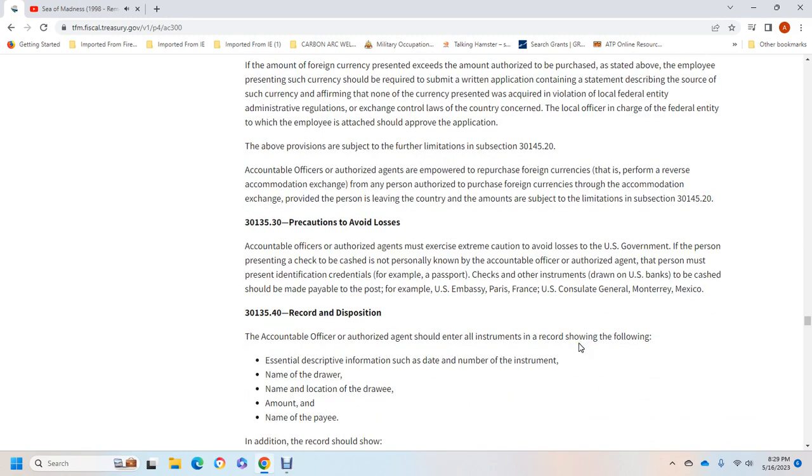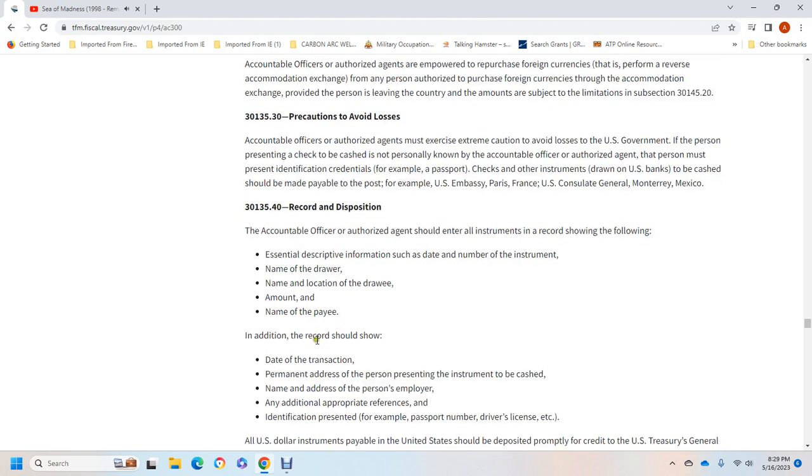Section 313530, precaution to avoid loss: the accountable officer for the authorization must be extremely cautious to avoid loss to the U.S. government if the person presented with the check for cash is not personally known to the accountable officer. The person must identify with credentials, for example, a passport. A check or other instrument drawn on a U.S. bank should be made payable to both, for example, the U.S. Embassy Paris, France, or the U.S. Consulate in Mexico.